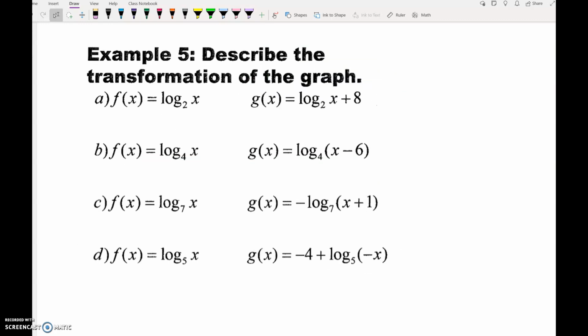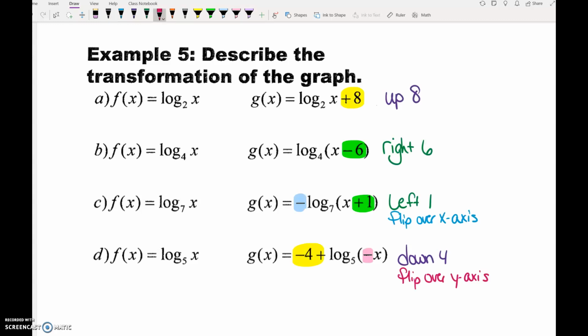So in example 5, I would like you to summarize everything that we just talked about and see if you can figure out the transformation for each of these graphs. So the left part is like the original graph, and then the g of x is the new graph. So pause the video and see if you can figure all of those out.